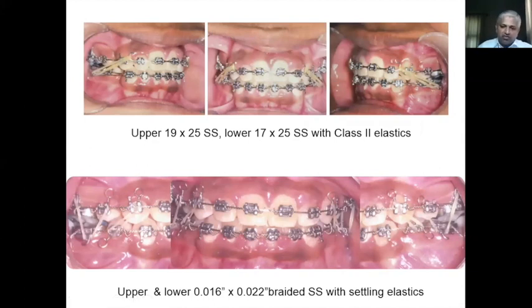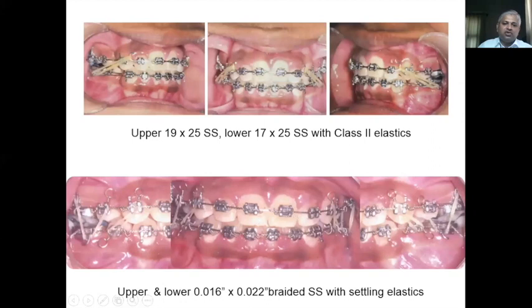Braided wire dimensions are available in different sizes. The utilization of the settling wire depends on the initial malocclusion and the severity of the malocclusion. In the finishing stages, it's always better to use a 16x22 or 17x25 or 19x25 braided wire so that you can maintain the bite and also the torque.